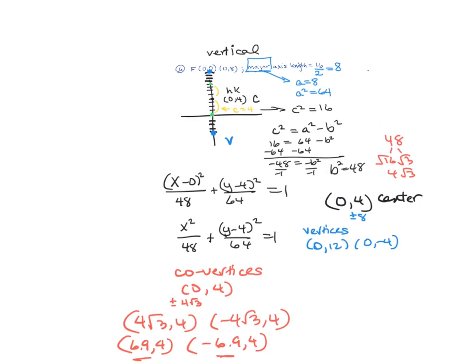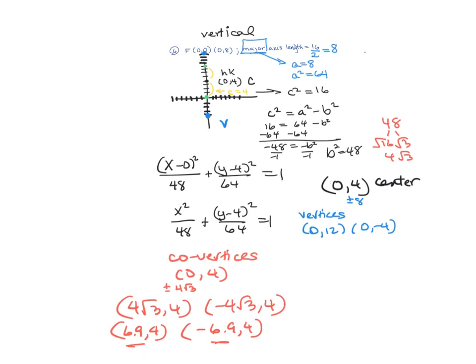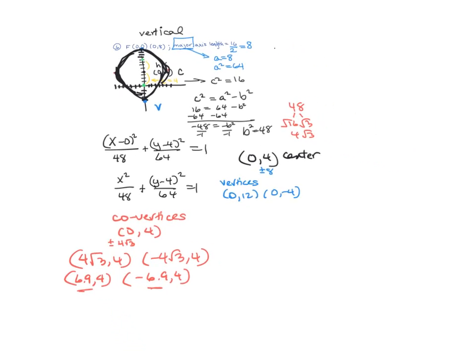Let's add some marks. So 1, 2, 3, 4, 5, 6, 7. 1, 2, 3, 4, 5, 6, 7. So for the co-vertices, I would go up to the 4 and almost to the 7. Same thing here. And then you could make your graph. Connect your points and make your ellipse. Make it oval shaped.